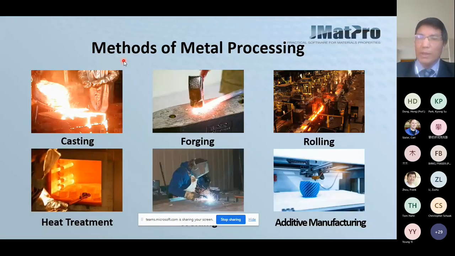Here are the methods of metal processing. And as you can see, there are some traditional ones like casting, forging, rolling, heat treatment, and welding. And also the most recently popular ones like additive manufacturing or 3D printing.